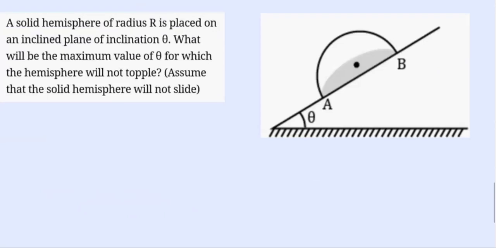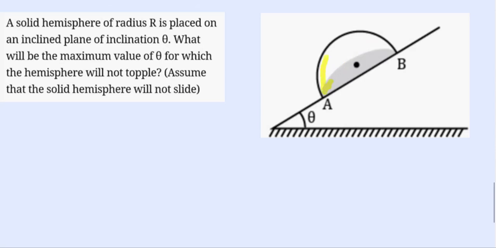I have the solid hemisphere. A solid hemisphere of radius r is placed on the inclined plane of inclination theta. What is the maximum value of theta for which the hemisphere will not topple? We are discussing the toppling of a hemisphere on the inclined plane.